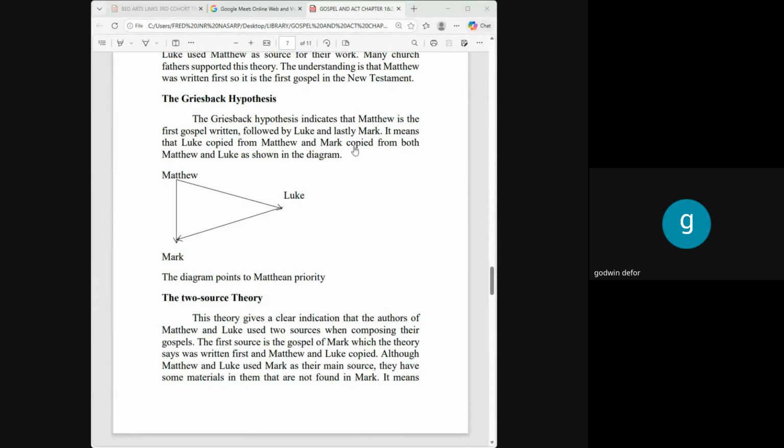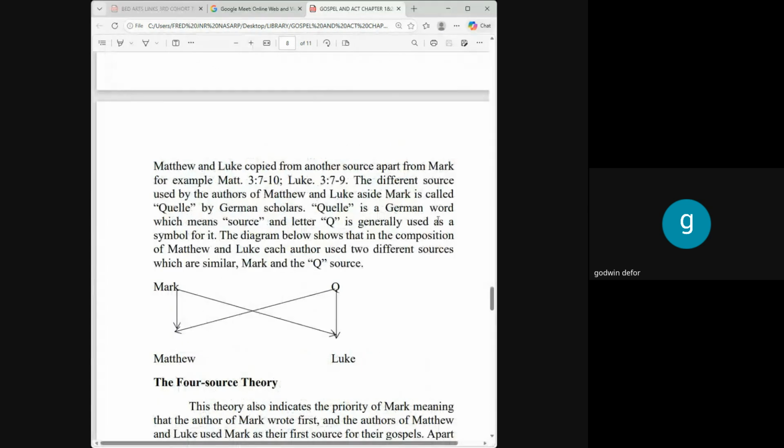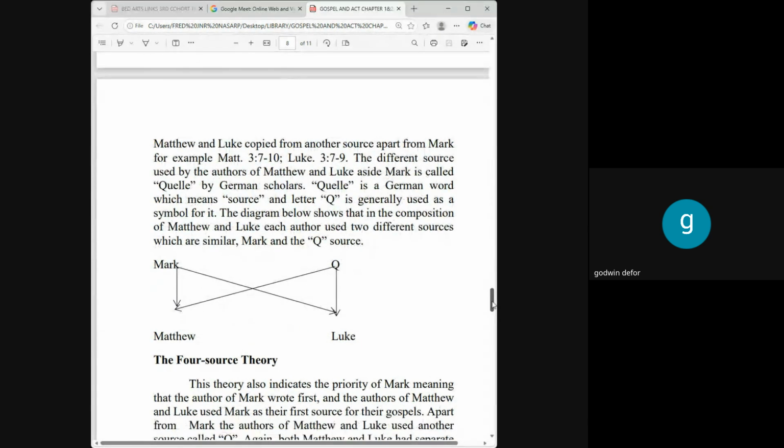Yeah, that is the hypothesis concerning Griesbach. So let's move on to the two-source theory. The two-source theory is saying that the authors of Matthew and Luke used two sources when they were composing their gospels. The author of Matthew, the author of Luke, they used two sources, hence the name the two-source theory.